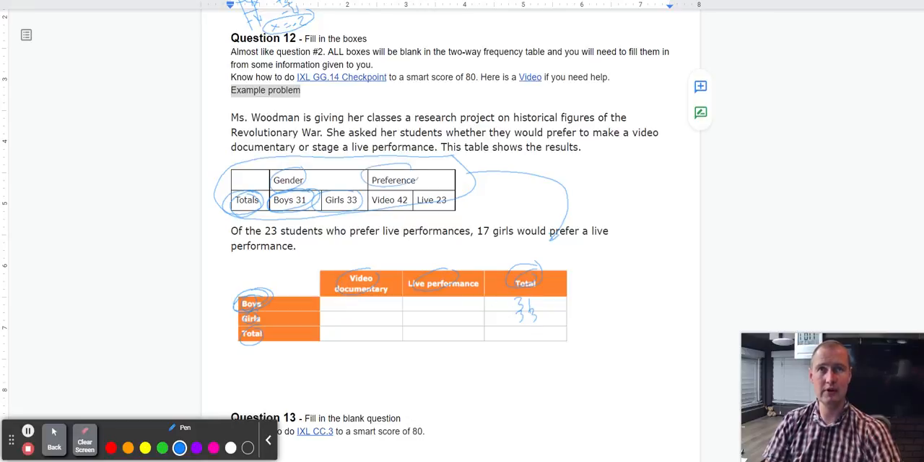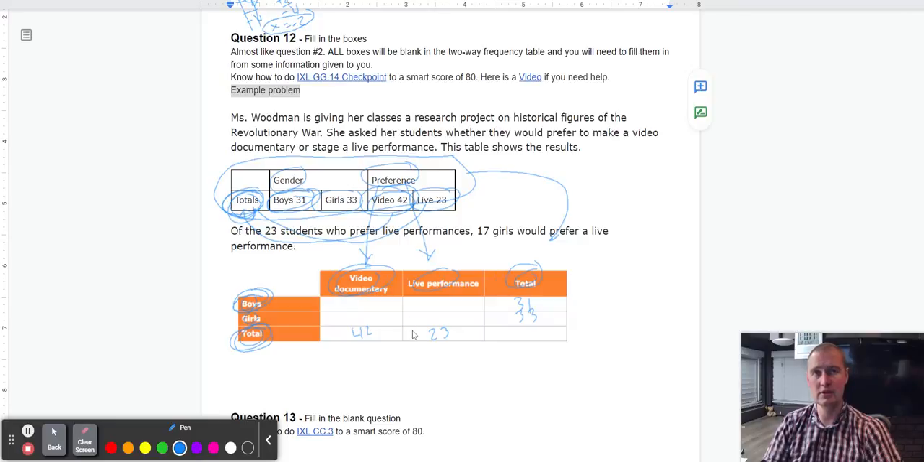Now, when we talk about preference, it refers to whether they are doing the video documentary or the live performance. We have 42 that want to do a video and 23 that want to do a live. Well, where do those go? If you go back to here, those are also totals. So the total for the video is 42, and for the live performance, the 23 goes right here.